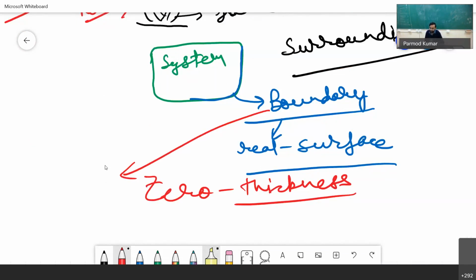So whatever the thing we want to study, that particular thing we call our system, and anything outside our observation area we call the surroundings. Whatever demarcation we have between our system and surroundings, that demarcation is nothing but our boundary. So the boundary may be real or it may be imaginary. Okay, and the boundary has zero thickness.